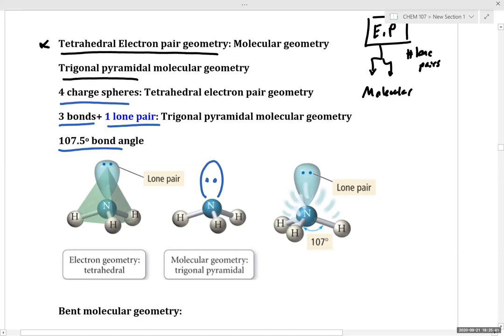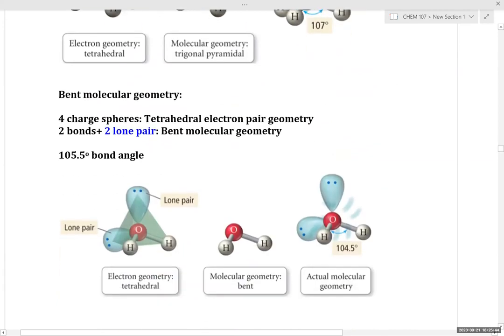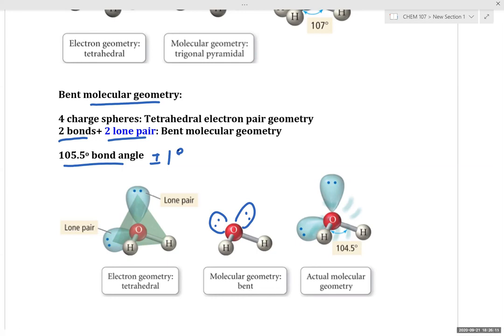Perfect. The next geometry we have to consider is the bent molecular geometry. It has 2 bonds and 2 lone pairs, and as a result, for example, in water, we have 2 bonds and 2 lone pairs. We have a 105.5 degree bond angle. Note, there's going to be some variation, plus or minus 1 degree, depending on what book you're using and depending on what molecule you're looking at. There's some variation, but in general, the 105.5 degrees is your typical bent molecular geometry bond angle.